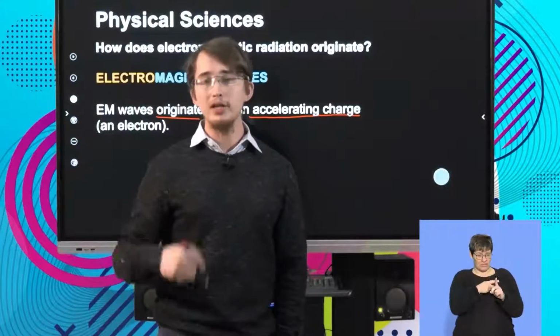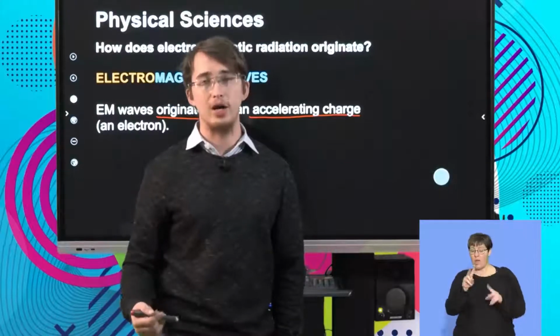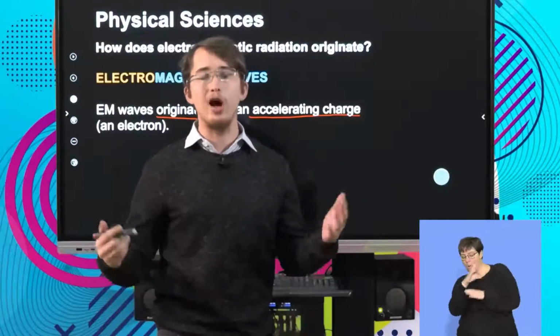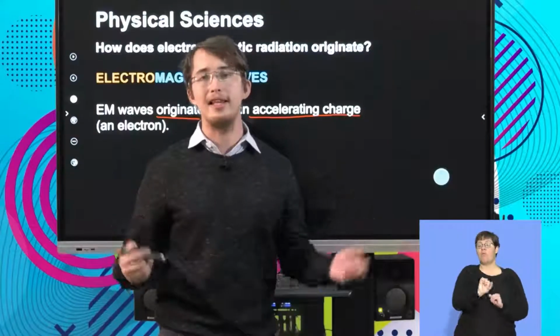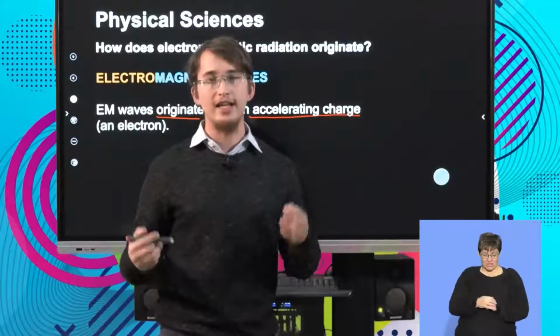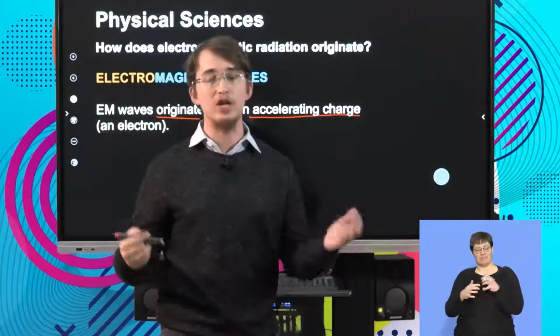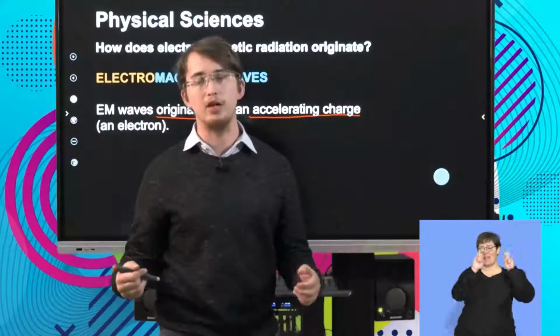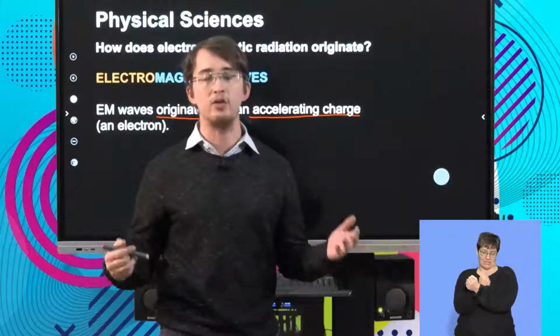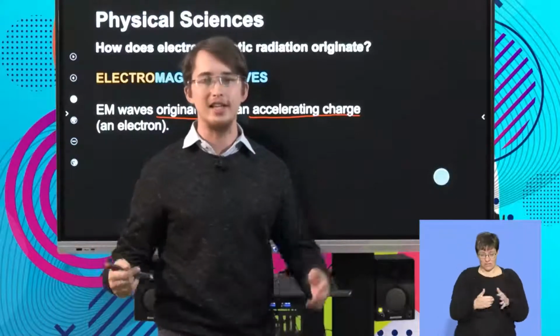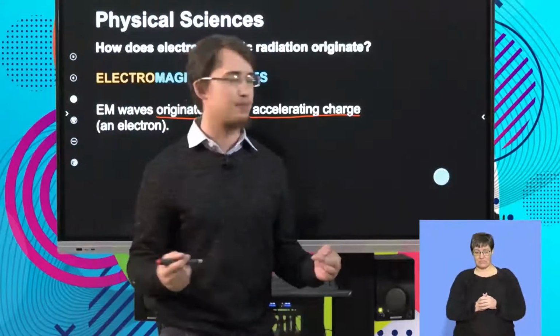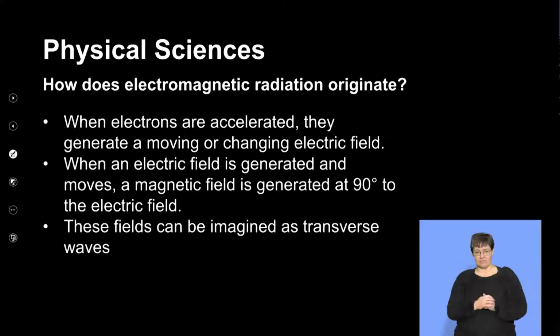So when we look at the propagation of electromagnetic radiation, we focus quite a lot on the role played by the electron. The electron, a negative charge that accelerates, is what causes or generates most of the electromagnetic radiation we have discussed or had a look at in these last few lessons. So let's have a look.